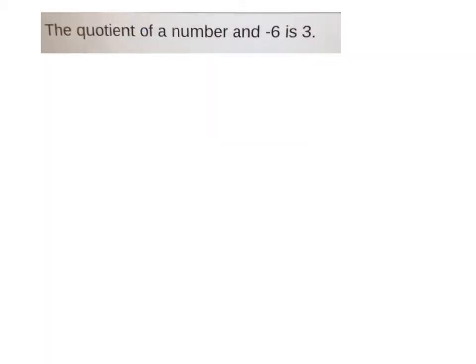Next one. On this right here, it says the quotient of. The quotient of means division. So you're going to have a division sign here. And it's a number, and -6 is 3. So we can say a number, x. Now we could write divided by -6. But the reality is that's not going to look correct when we are doing our equations. So we could also write it like this. Divided by -6 stands for equals, and then you have 3.